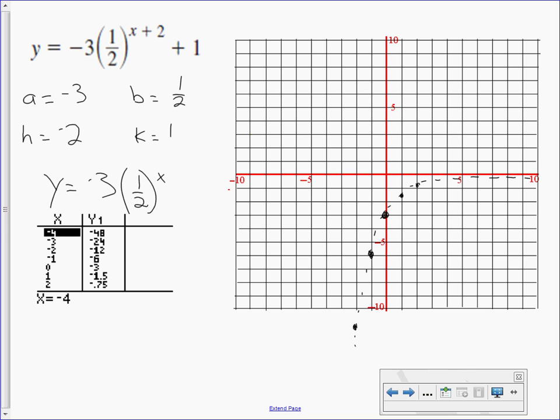Now with each of those points, I move it to the left 2 and up 1. Left 2, up 1. Left 2, up 1. Left 2, up 1. And we have a new asymptote at y equals 1. That's the k value. So this curve is approaching 1. There you go. So it looks identical to what we did the other day. Just go in the other direction. And from the sound of things, graphing these for you guys was pretty easy. I don't think it was too difficult.